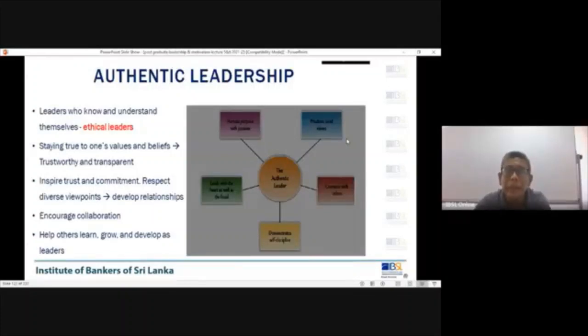Now, what does authentic leadership mean? They take into account that leaders know and understand themselves. So they call them ethical leaders, right? Today we are going to discuss business professionalism as well as business ethics, as the latter part of the final session. So we discussed the importance of ethical leaders in compliance in the banking.